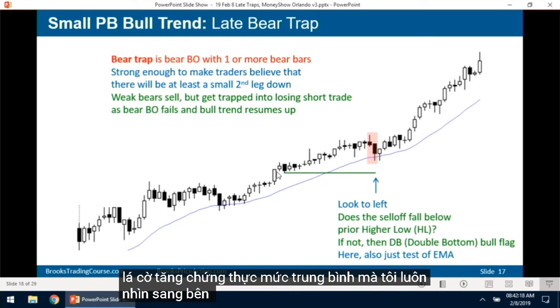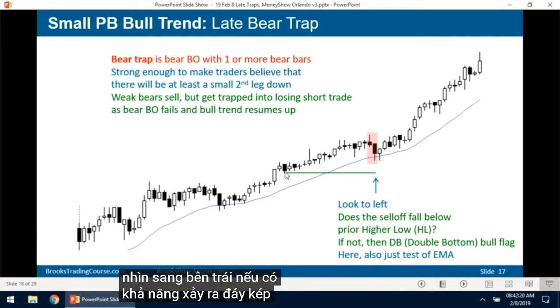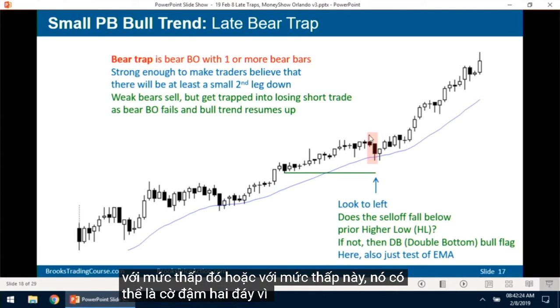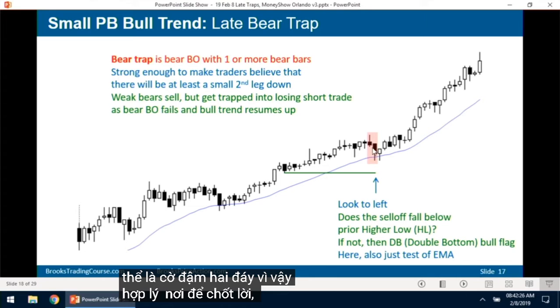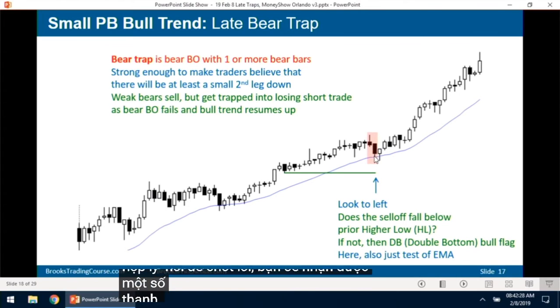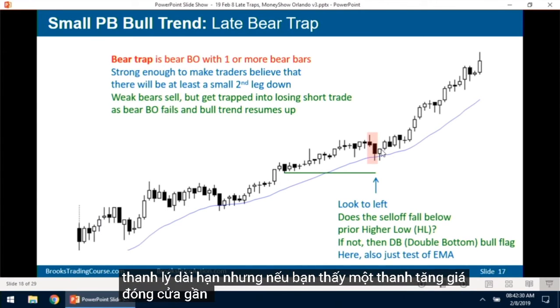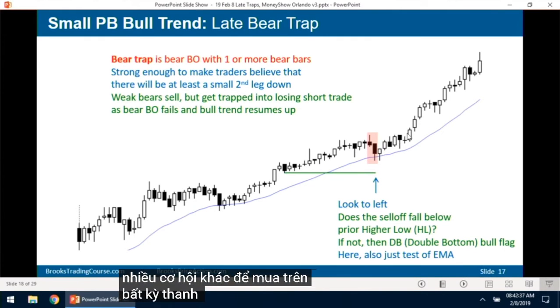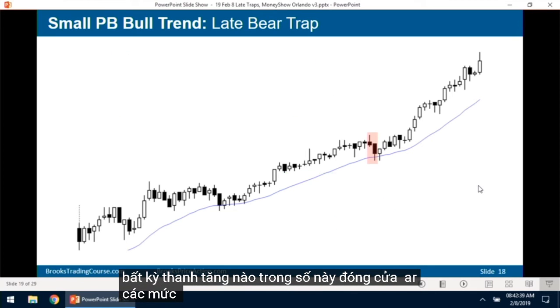I always look to the left. If there's some possibility of a double bottom, either with that low or with this low, it could be a double bottom bull flag. So a reasonable place to take profits. You get some long liquidation, but if you see a bull bar closing near its high, the bears will get out, the bulls will buy. And the bulls had many other opportunities to buy above any of these bull bars closing near their highs.